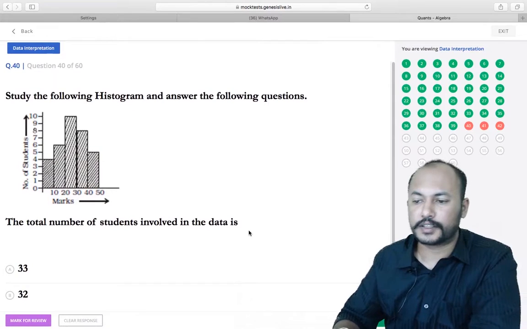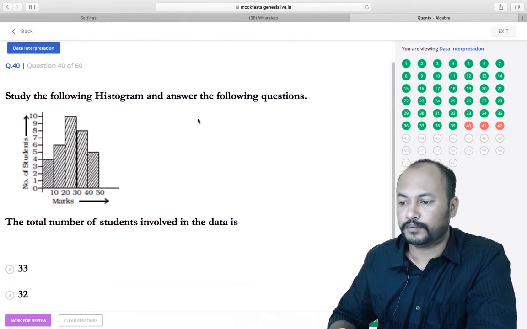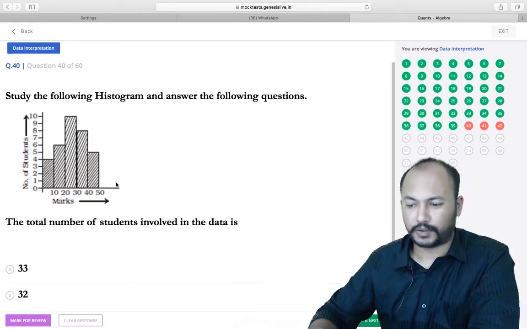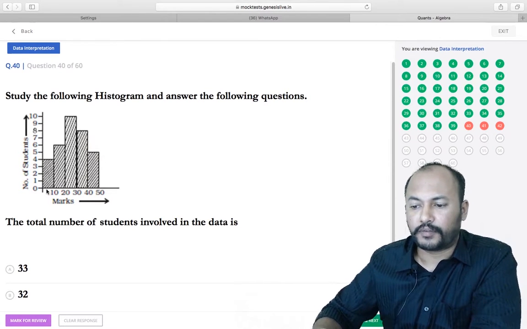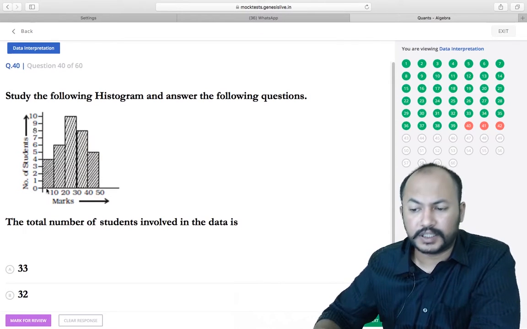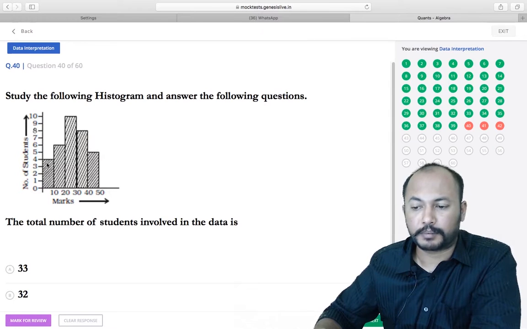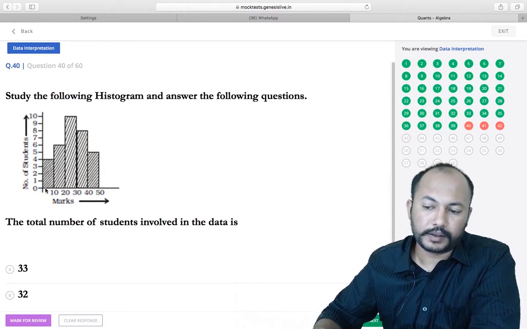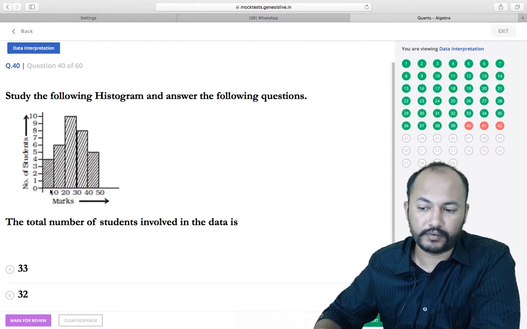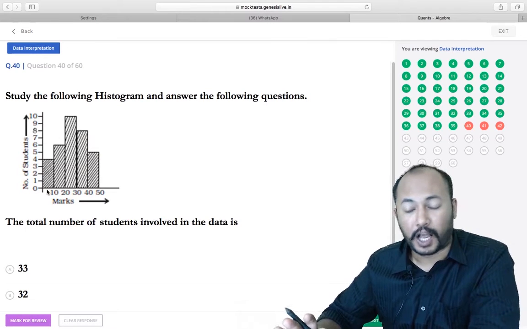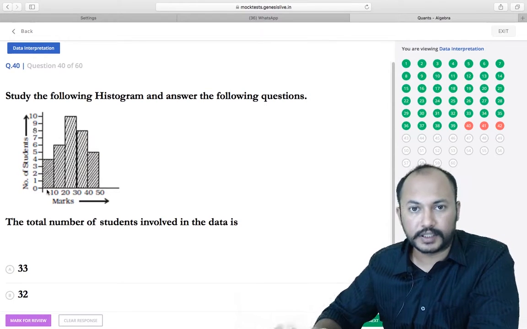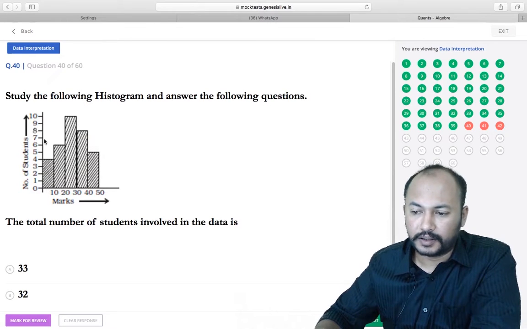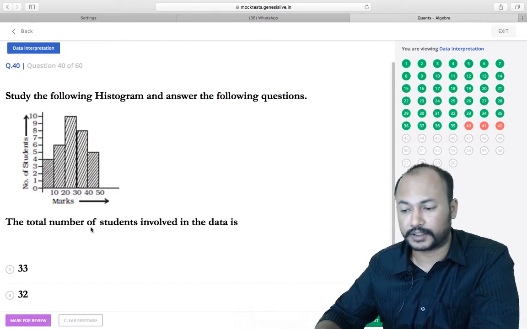Next caselet. Study the following histogram and answer the questions. Observe, the way in which they represented the graph is a little different. Here it represents a range. This particular bar represents 0 to 10 marks. That means 4 students have scored marks between 0 and 10. Is it 10 or is it 0? We cannot get to know out of this particular graph. Similarly, 6 students have got marks between 10 and 20. That's the first thing that you need to understand.